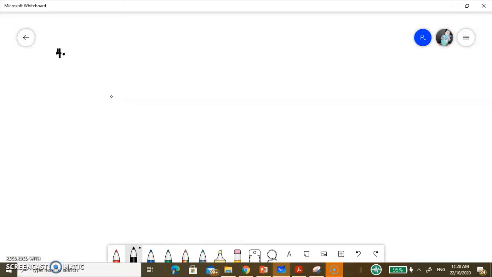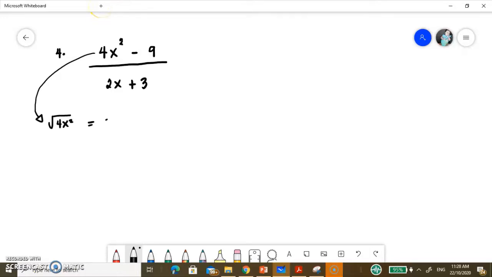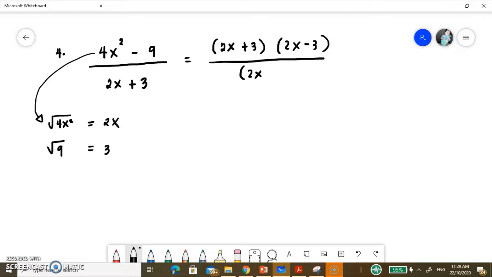Say if you are given, this is example number 4, I'm not sure, 4x squared minus 9 divided by 2x plus 3. Right? So yung numerator mo is still a difference of 2 squares. So we get the square root of 4x squared, that would be 2x, and then the square root of 9, that would be 3. So you write it as a sum and difference. So 2x plus 3 and then 2x minus 3, and then sa denominator mo, merong 2x plus 3. So you cancel that out, kasi equal to 1 lang yan pag divide mo sarili niya. What's left is 2x minus 3. This would be your final answer.